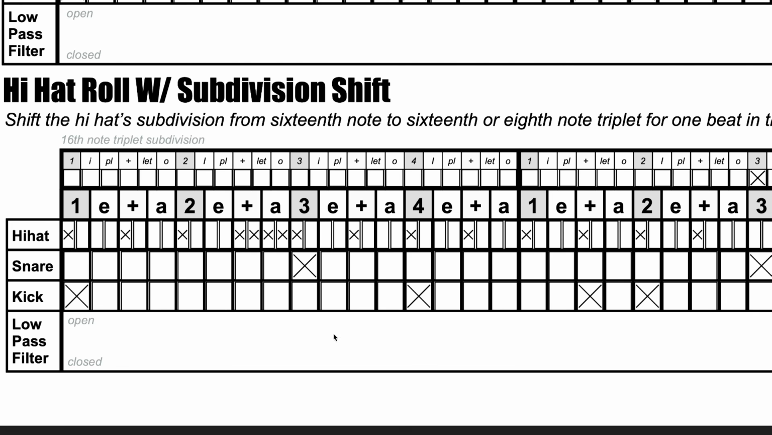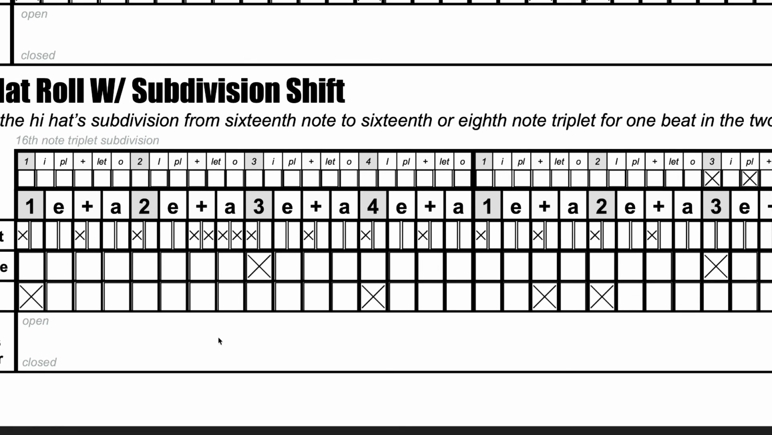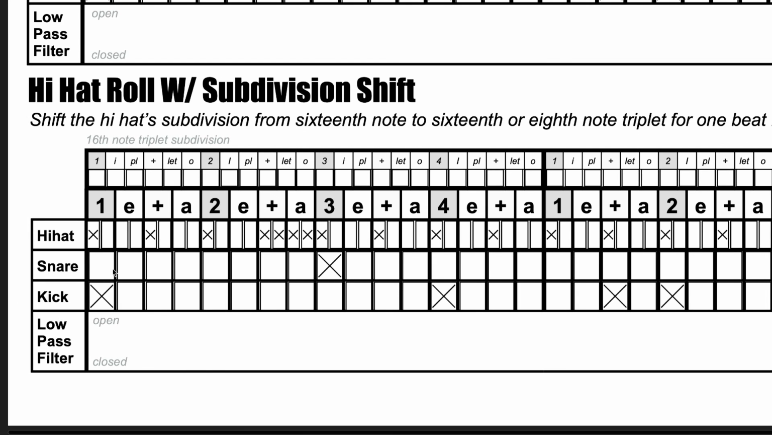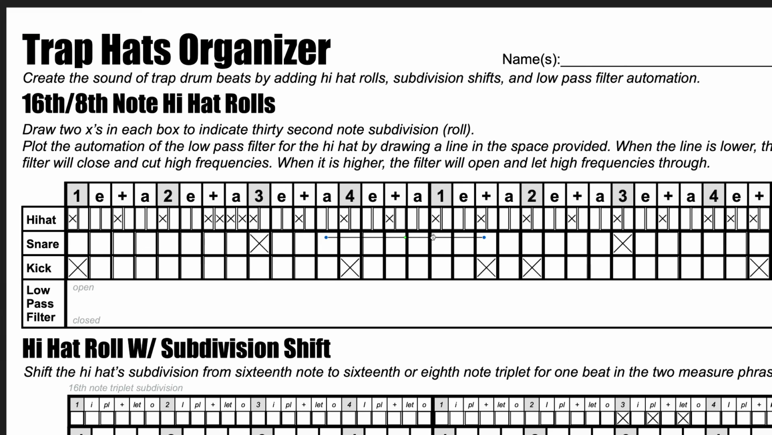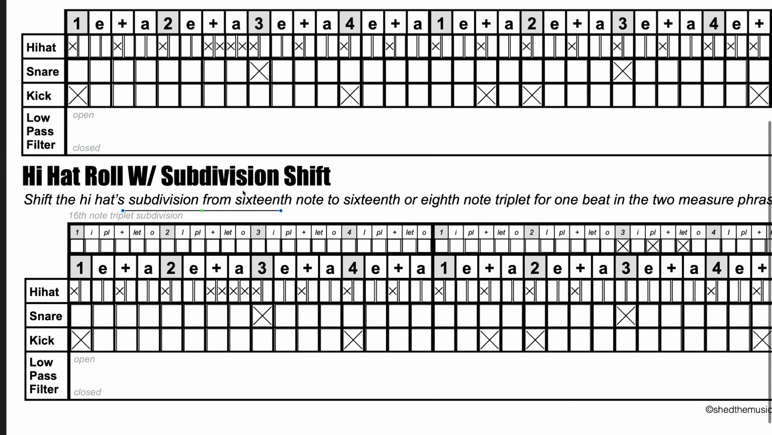So I'm going to do the low pass filter for this one that has the subdivision shift. So I'm just going to create a line here, and I'm using my Mac. I'm in Preview, and I'm going to add in a line. So now I have a line here. Depending on your device, you might need to change it. So I'm going to just put the line here for open. That means all the frequencies are going to go through.